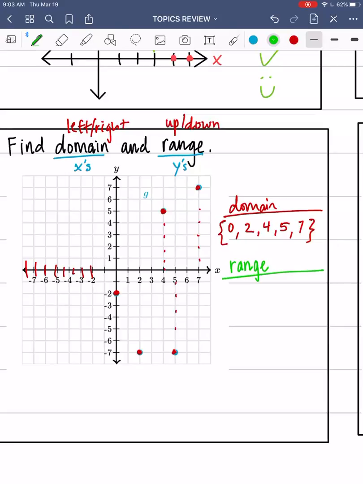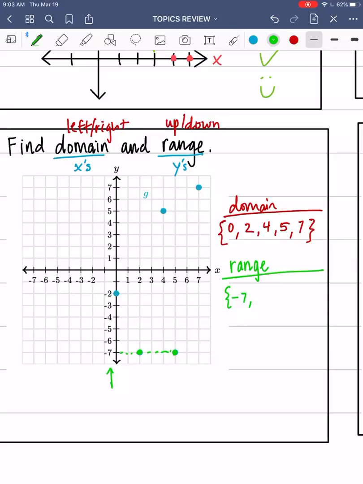Okay, range. So now we're going to look up and down. Let me clear off the stuff that I drew on here. So now for range, we're just wondering how far up and down we are. So we're going to look from the bottom to the top. So the first 2, we have 2 of them right here that are down 7. So in the range, we're going to have -7. You could write it twice, or you could just write it once.